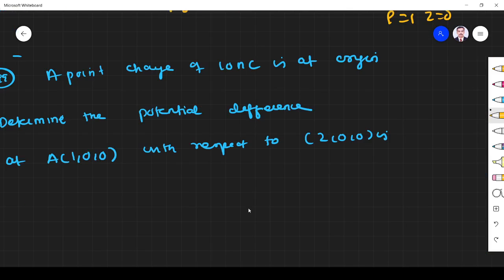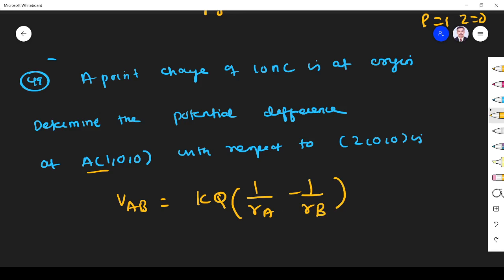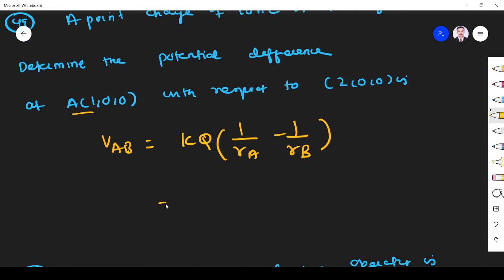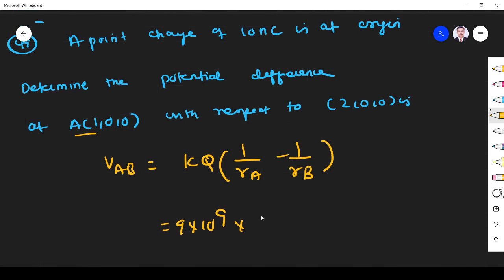Next one, a point charge of 10 nanocoulomb is at the origin. Find the potential difference at 1,0,0 with respect to 2,0,0. So potential difference between A and B is KQ times 1 by RA minus 1 by RB. K is 9 into 10 power 9. Q is 10 nanocoulomb, so 10 into 10 power minus 9.